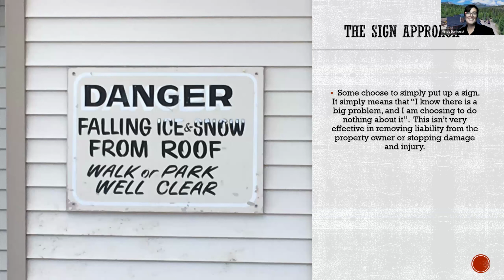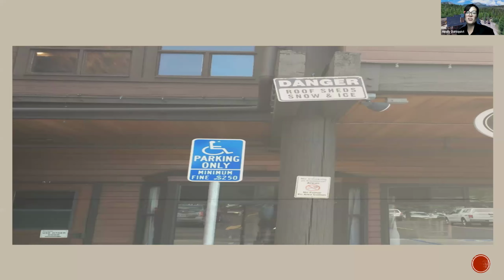It's going to say, listen, I knew there was a big problem and I chose to put up a sign that was the same color as my siding and was going to be covered with the snow as soon as it started to snow. It will not remove any type of liability from the property owner, and it will not stop damage or injury. And oftentimes these signs are put in very interesting places.